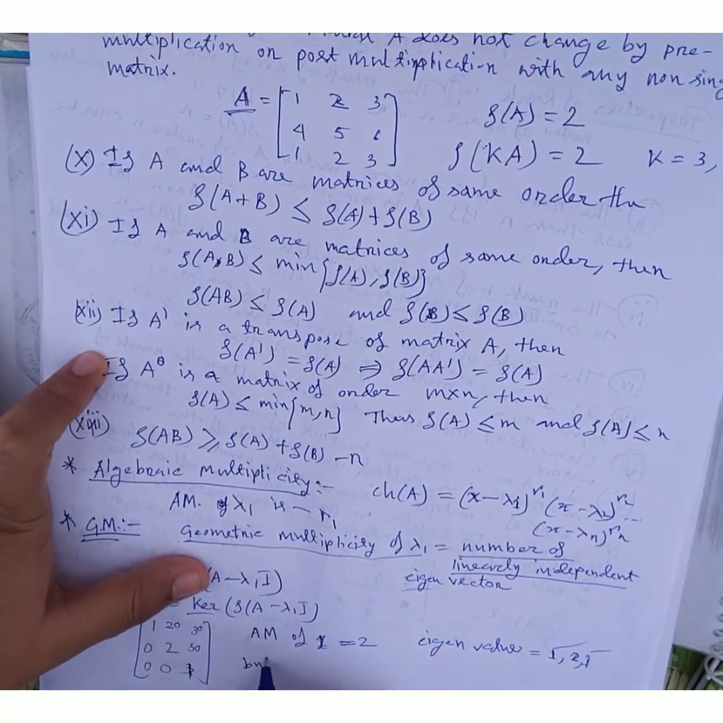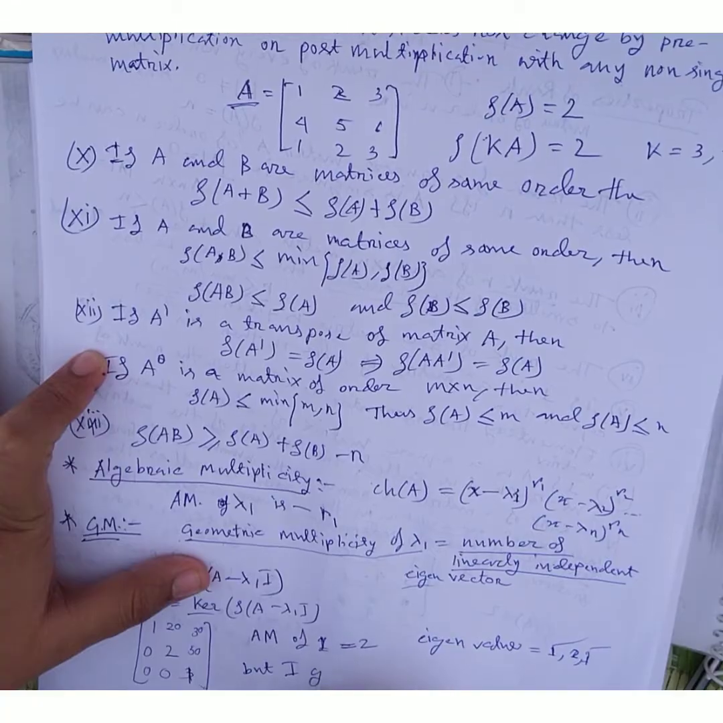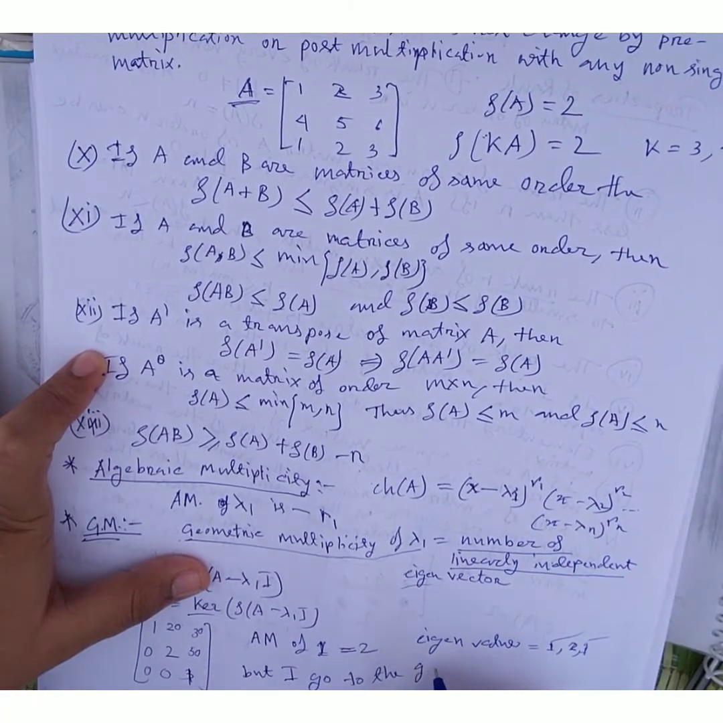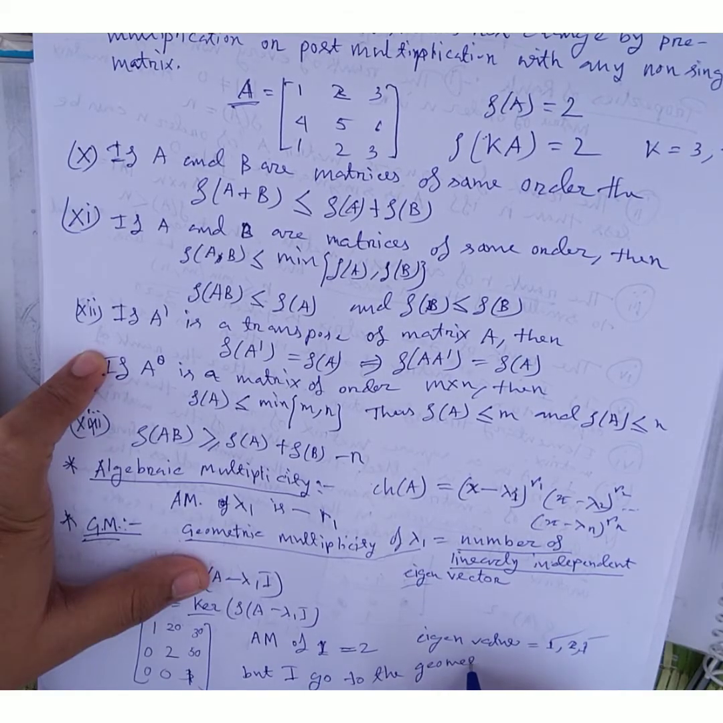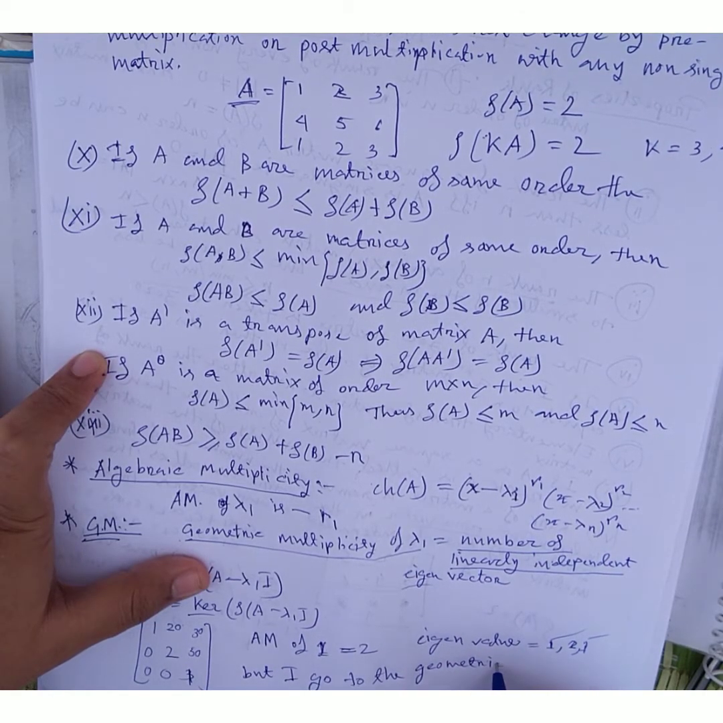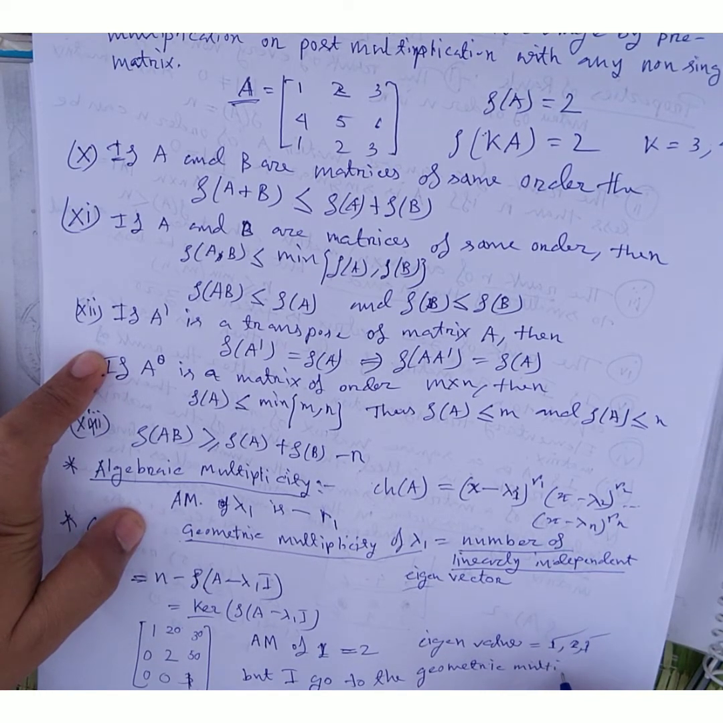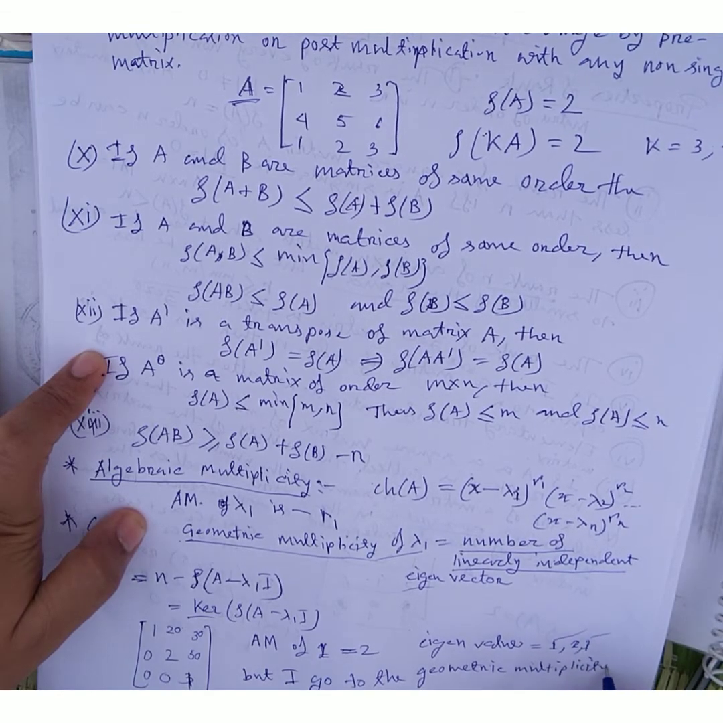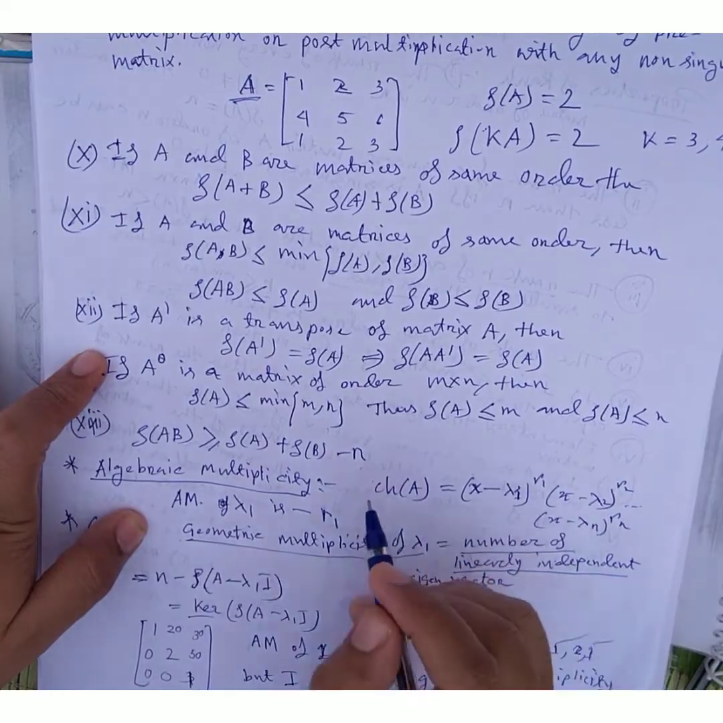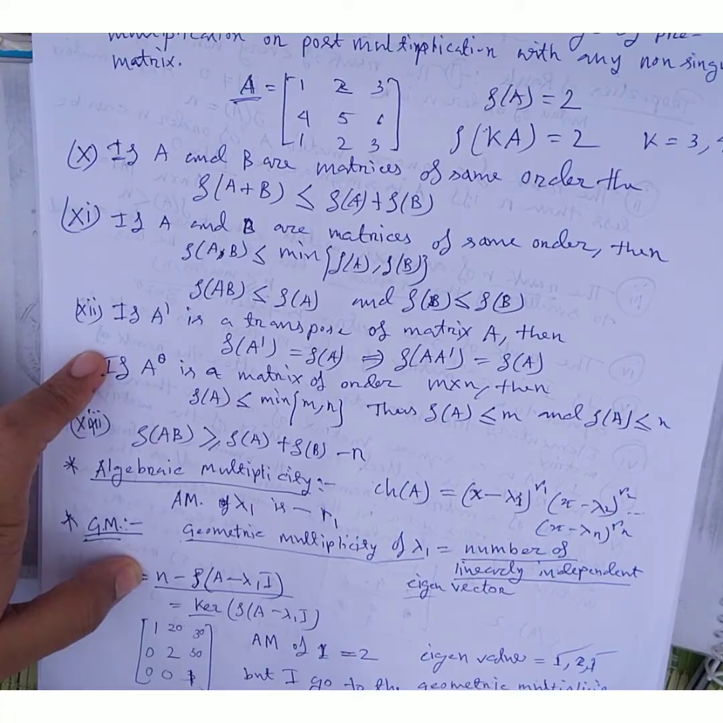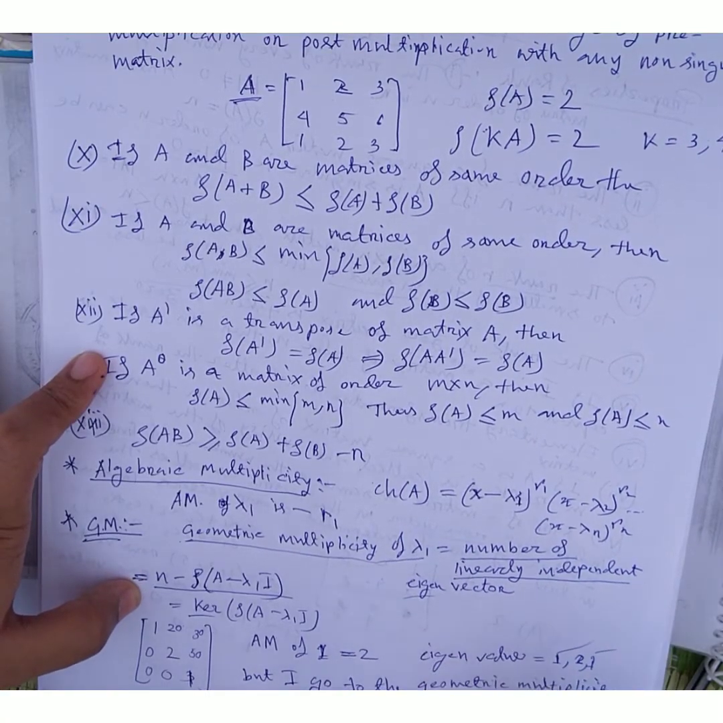But when I go to the geometric multiplicity, how will you get it? This is very, very simple. How can I find it out? This way: n minus the rank of (A minus lambda 1 I), which means the number of linearly independent eigenvectors of lambda 1.